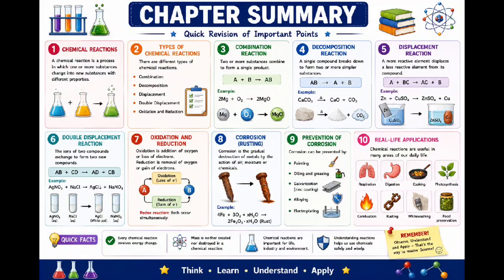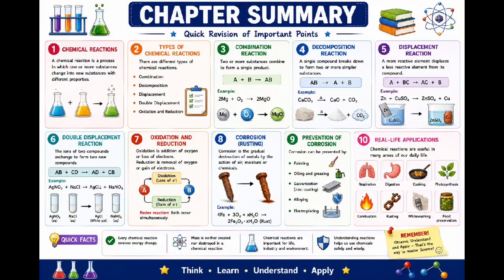Number 3, displacement reaction. Here a more reactive element replaces a less reactive element from its compound. For example, zinc replaces copper from copper sulfate. Number 4, double displacement reaction. Here two compounds exchange their ions and form two new compounds.